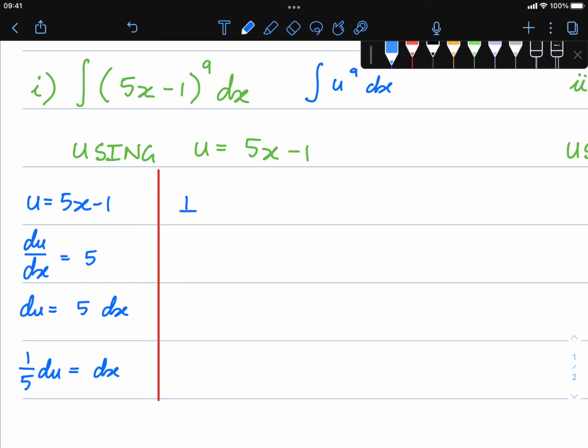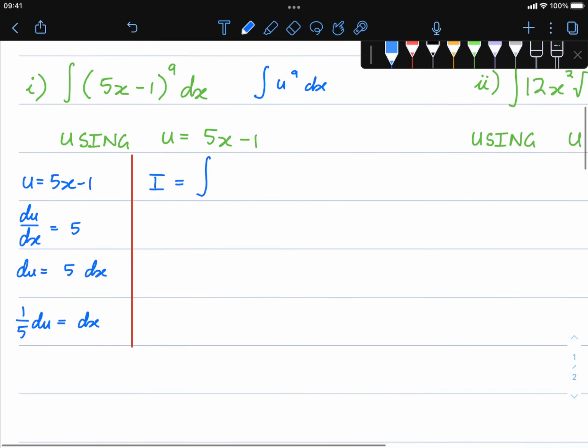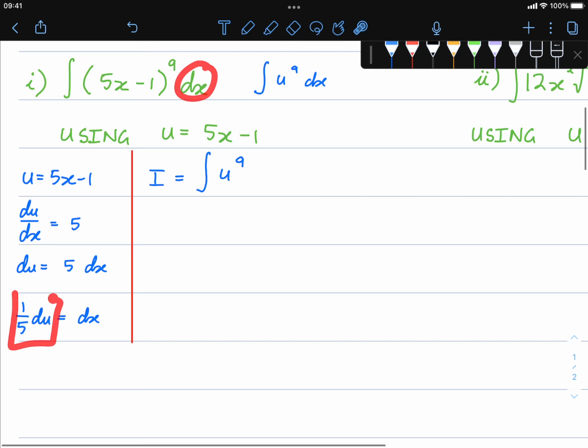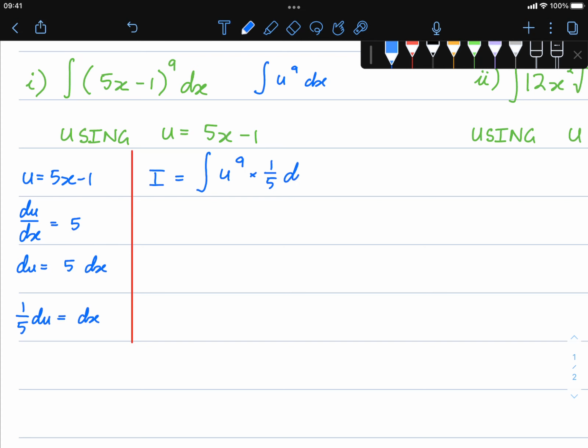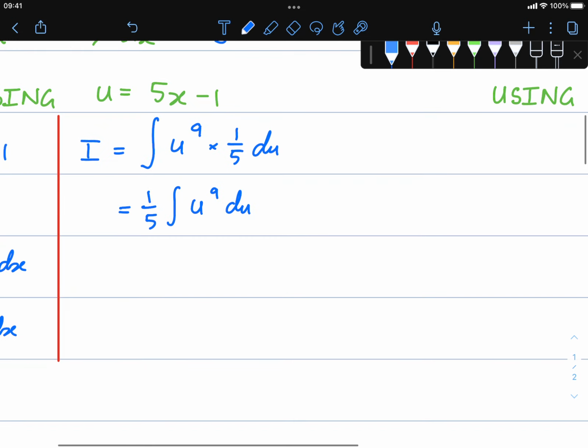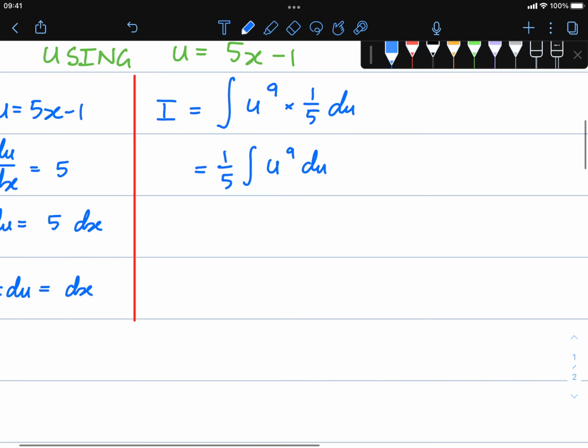So I write down I for the integral. Our integral now becomes u to the power of 9, so we've substituted this, and dx is this expression here, so times 1/5 du. From here, we can just factor out the constant of 1 over 5, like so. And it's from this point forward that we just integrate as normal.